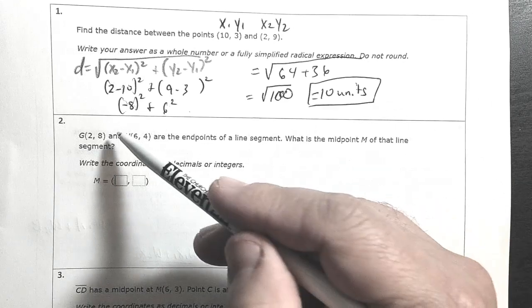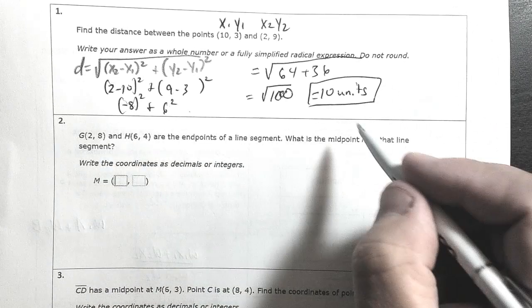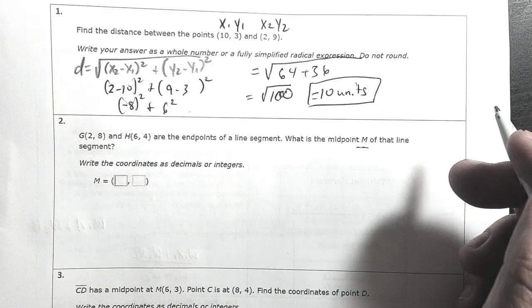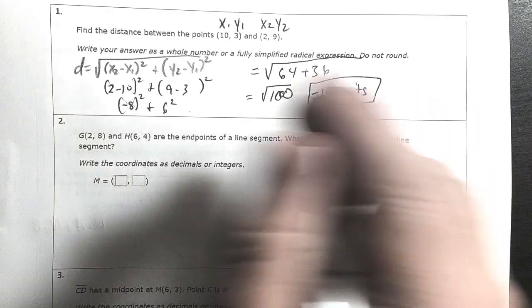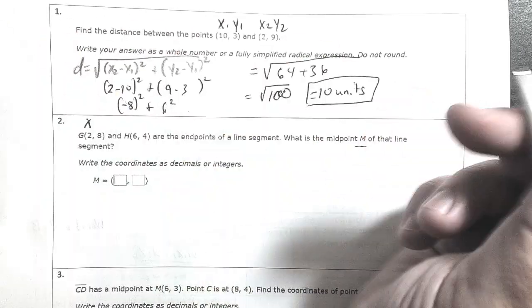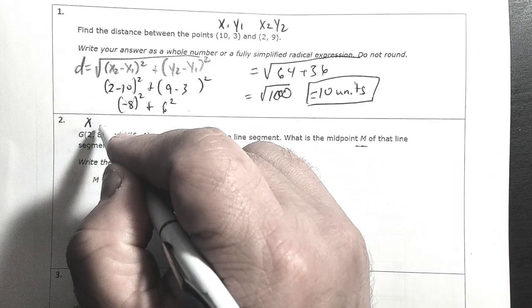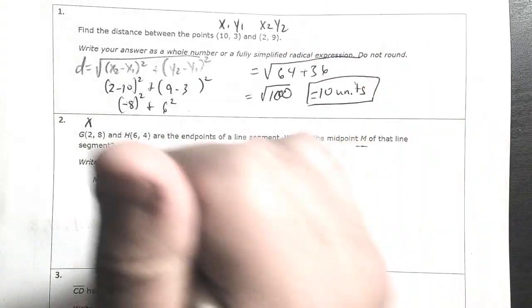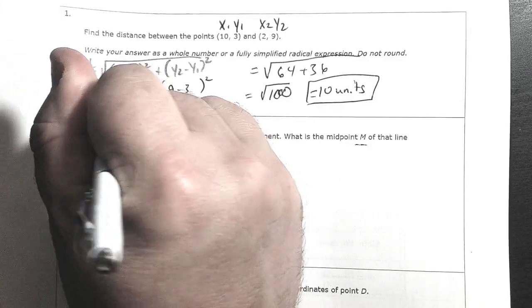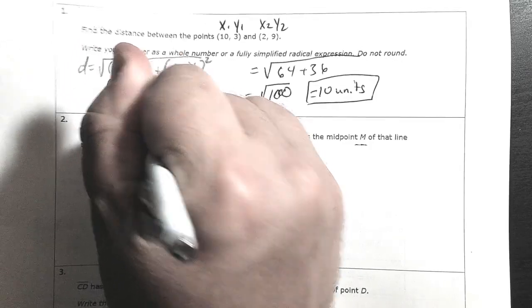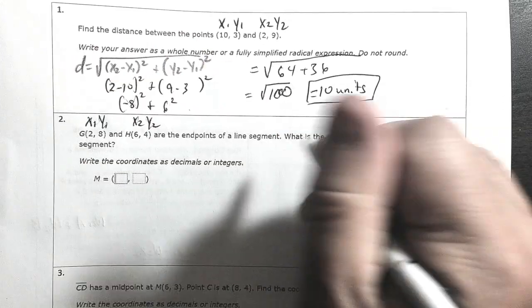All right, so G and H are our endpoints of a line segment. What is the midpoint M of the line segment? So we'll just call G. And you could say X sub G, X sub H, Y sub G, Y sub H if you want. The 1 and 2 thing works for me, but whatever you guys need. So distance.